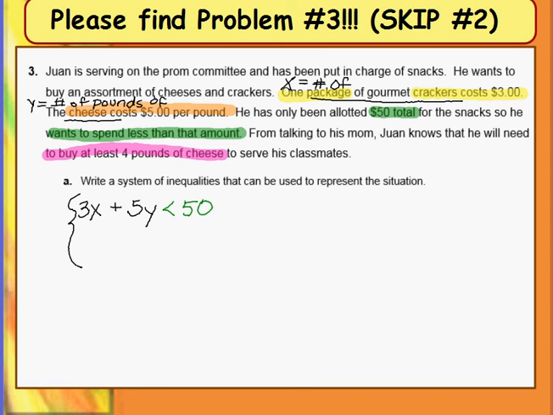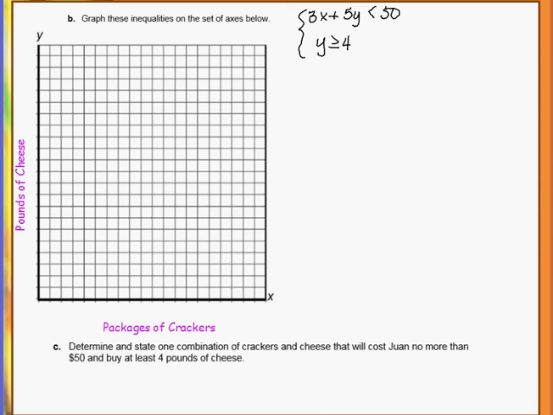Okay. But his mom gave him another constraint. She said that he needs to buy at least 4 pounds of cheese. At least means greater than or equal to 4. So here, pounds of cheese, y, is going to be reused. y, the pounds of cheese, must be greater than or equal to 4 to ensure that he has enough for the party.